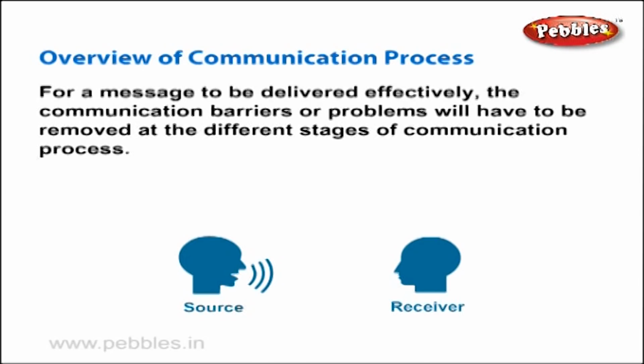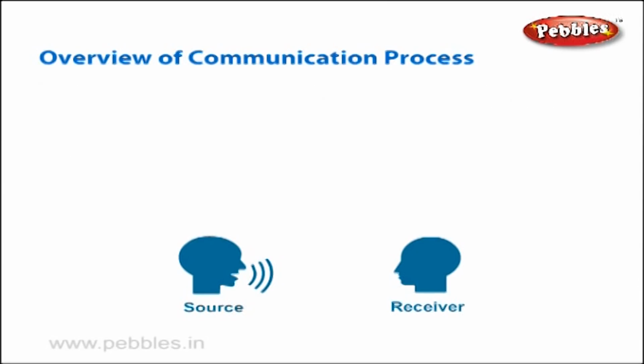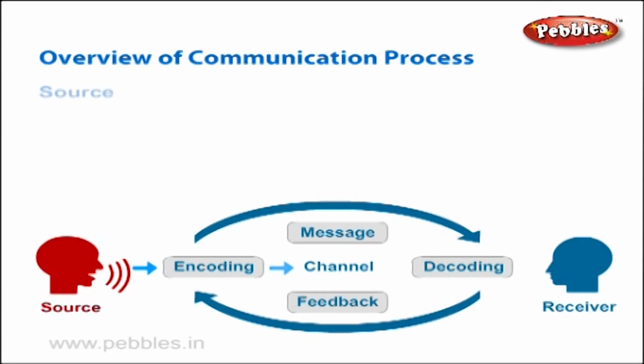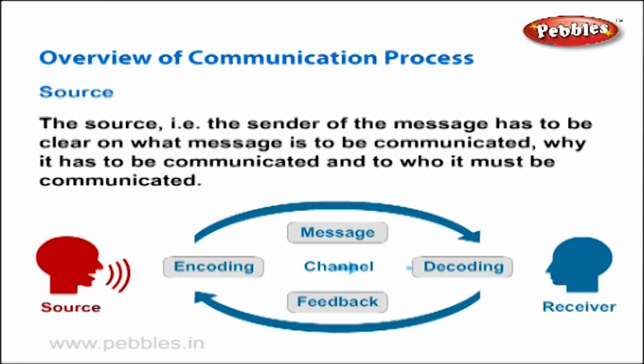For a message to be delivered effectively, the communication barriers or problems will have to be removed at the different stages of the communication process. The different stages of the communication process where problems are likely to crop up are shown below. Source. The source, i.e., the sender of the message, has to be clear on what message is to be communicated, why it has to be communicated, and to whom it must be communicated.